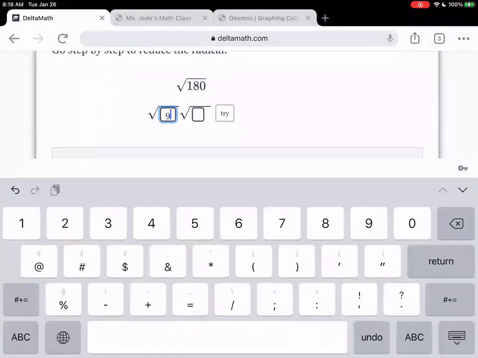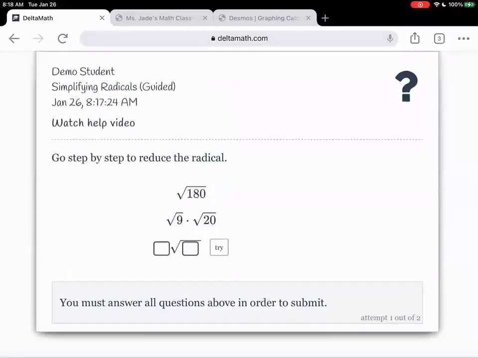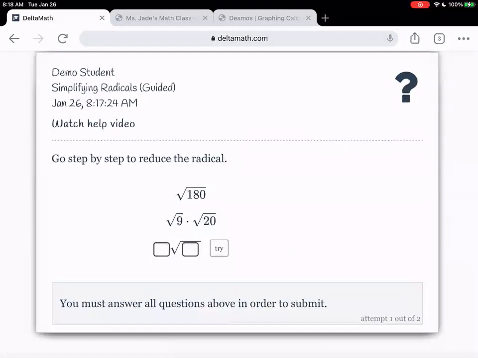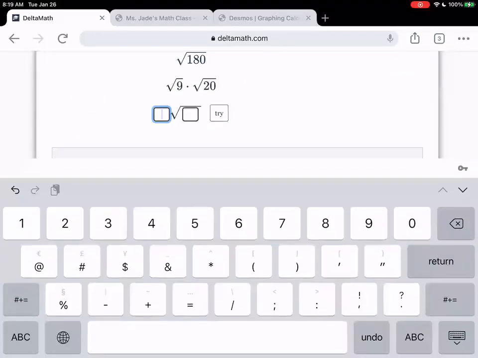That's not what I wanted. There we go. 9 and 20. Try. Okay, so it worked. And so as you can see, the first box now no longer has a radical in it, which means they want us to do the square root of 9. So the square root of 9 is 3, because 3 squared is 9. So square root of 9 would be 3. And then the second box, you keep it as the 20. I'm going to press try.